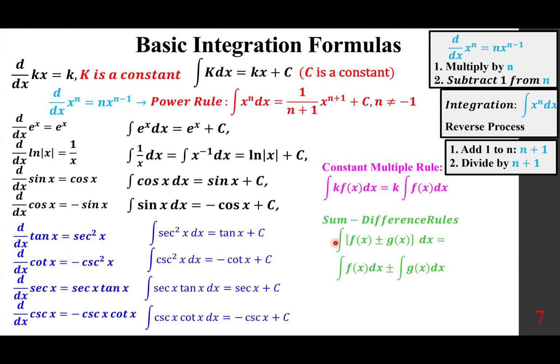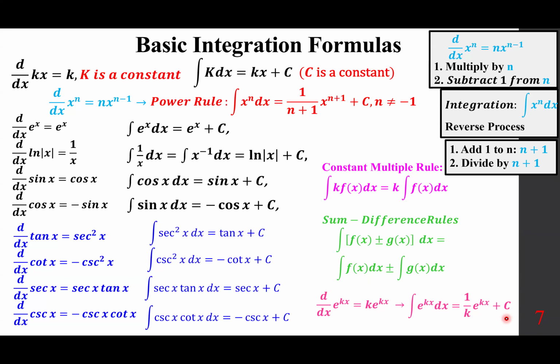Sum and difference rules. When we differentiate or integrate, we do it term by term. That's really the meaning of sum and difference. If the derivative of e to the power of kx is itself times k, then the integral of e to the power of kx must be itself divided by k. So the integral of e to the power of kx dx must be 1 over k e to the power of kx plus a constant.